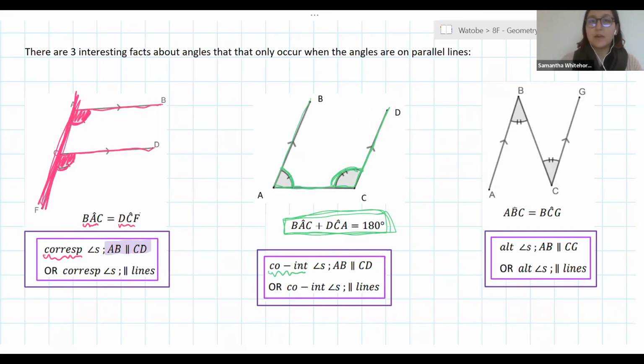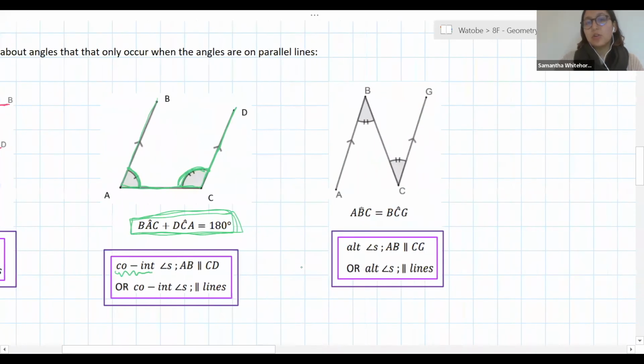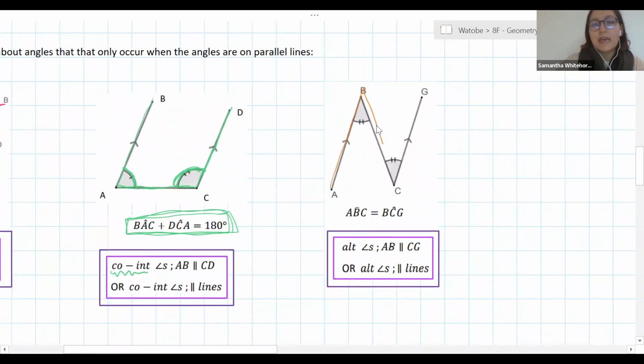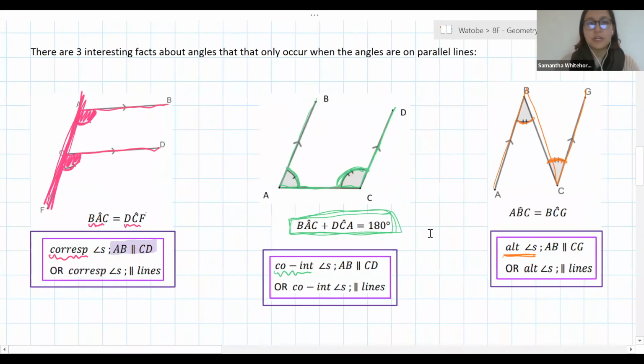Right, the final one that we then have a look at is alternate angles. So this is now the N shape, as you can see here, and we're saying that this angle up here is equal to this angle over here, and those are alternate angles. And again, we state our parallel lines. Okay, so that's a lot of information. Let's just have a look at this very first one, this F over here. We'll come back to the others, so don't stress.